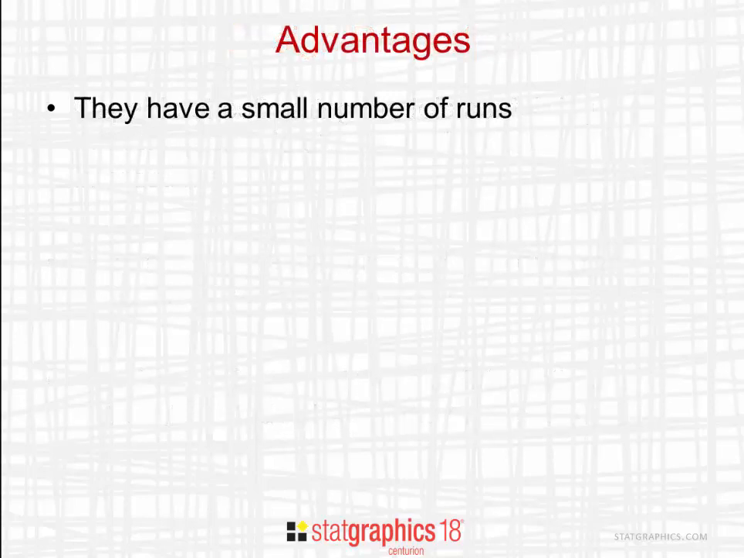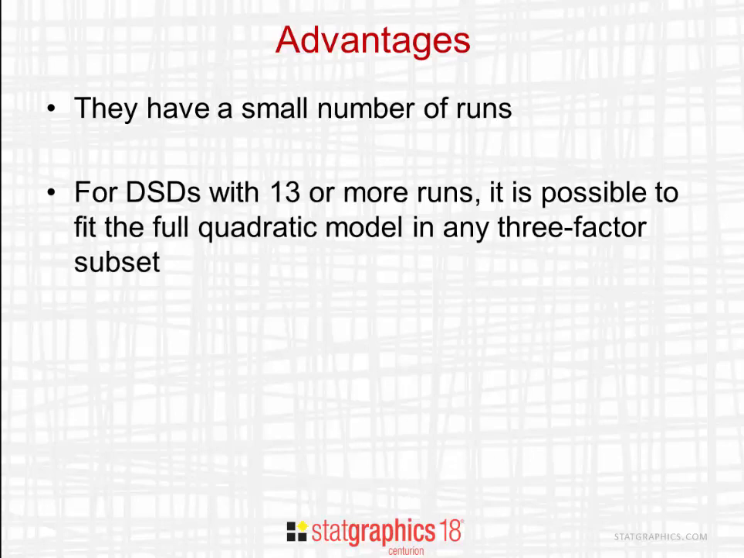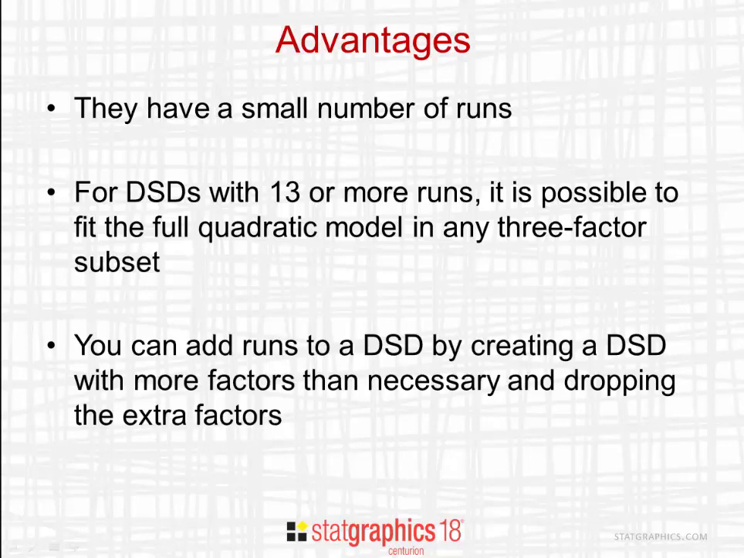One of the advantages of a definitive screening design is that it has a small number of runs. More importantly, for DSDs with 13 or more runs, it's possible to fit the full quadratic model in any three-factor subset. This means if you run a screening design and find that there are three factors that have major impact on your response, you can fit a response surface model without running additional experiments. You can also add runs to a DSD by creating a design with more factors than necessary and just dropping the extra factors.